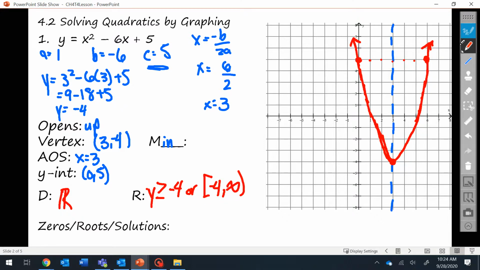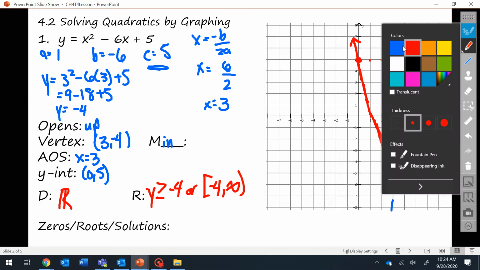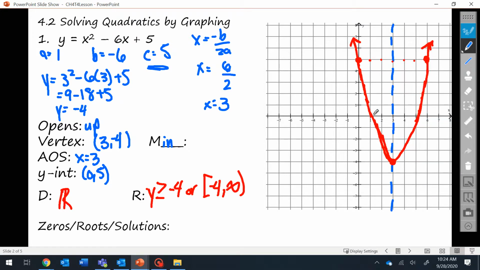Now the zeros, or the roots, or the solutions, are referring to the x-intercepts. So if we look on here, we have 2 x-intercepts. If we drew our graph nice enough, we can actually see the 2 x-intercepts. We have an x-intercept at x equals 1, and we have an x-intercept at x equals 5. So these would be the solutions, or the zeros, or the roots, to the quadratic equation: 1 and 5.